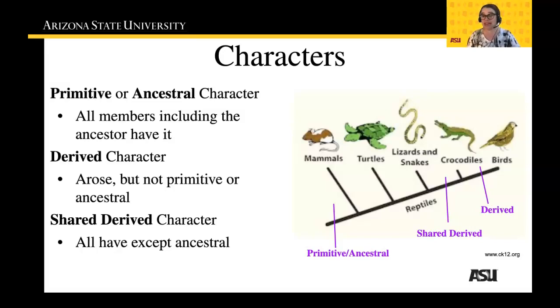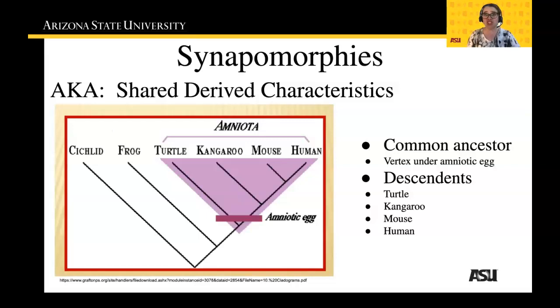So you could have shared traits between mammals and turtles that arise. You could have a derived trait between crocodiles and birds, but derived just means one organism came from it. Shared derived is more than one taxa came from it. When we look at shared derived characters, they are called synapomorphies. So the common ancestor does not have the shared derived character because it would have the ancestral or the primitive characters, right? So all of the descendants of a common ancestor will have the shared derived characteristics or the synapomorphies.